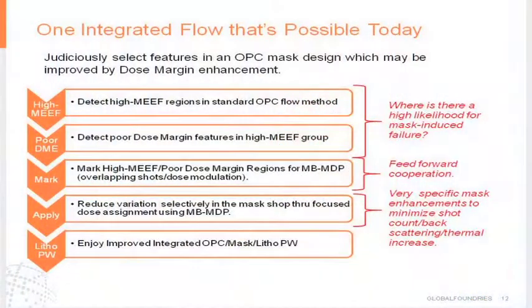So what's the low-hanging fruit, you may ask? If we can straightforwardly detect, because nothing's easy in business, high MEEF regions in a layout, and within that set of high MEEF regions we can detect the poor dose margin features, we can simply mark those for dose modulation by any means. If we pass that forward to the mask shop, my presumption is that we can write a mask without too much additional overhead burden by using a model-based mask data prep or alternative dose modulation method, and get some additional process window.